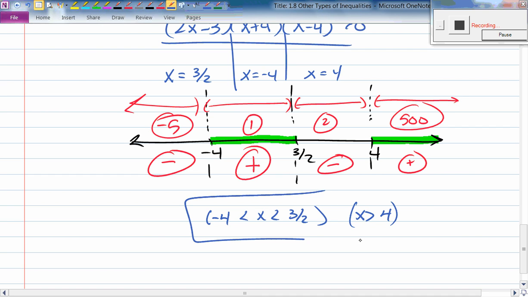So this is my answer. Any one of those will work, okay? Any x between negative 4 and 3 halves, and any x that's bigger than 4 will produce a positive value.